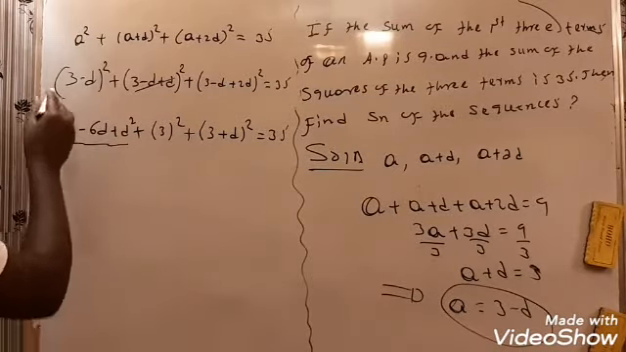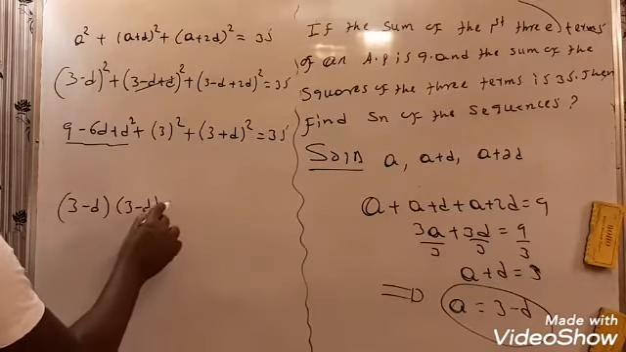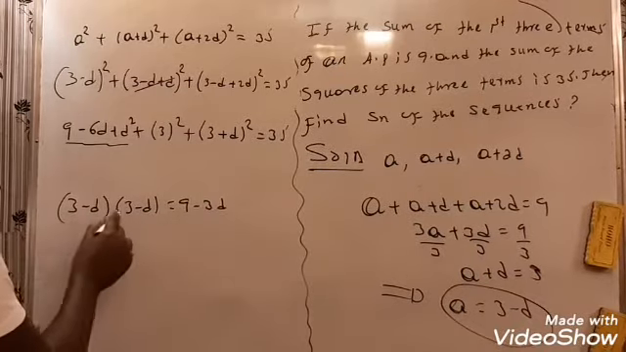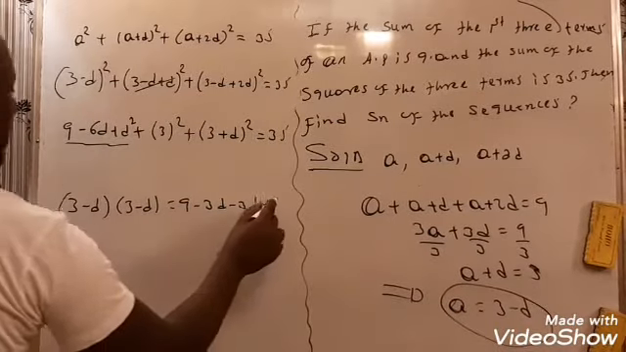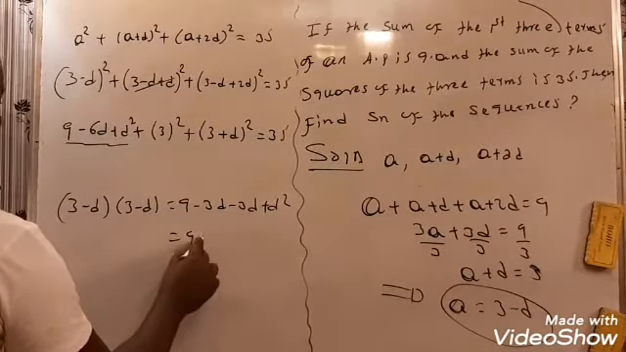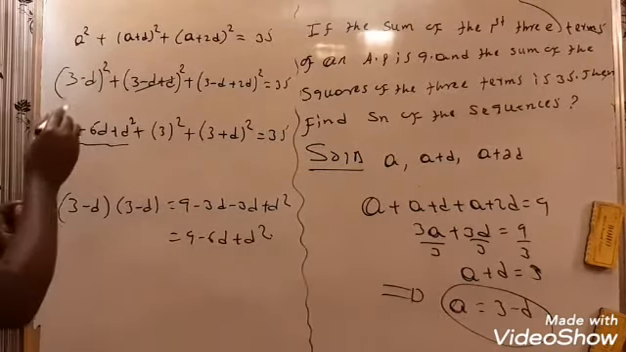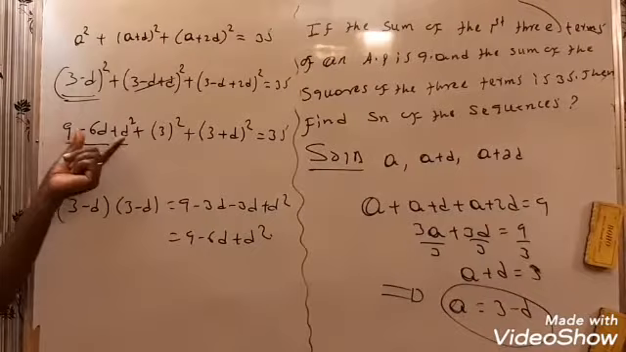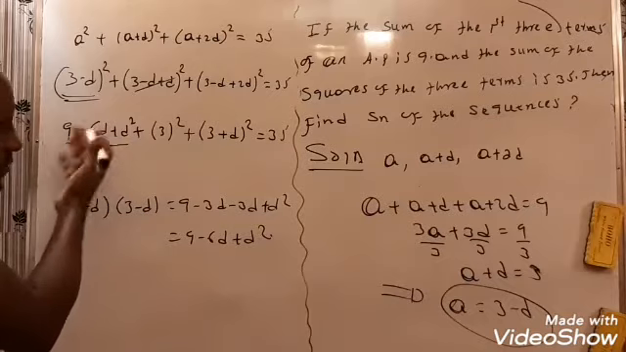Maybe if this is not clear, it can be shown like this. You multiply 3 minus d by 3 minus d. 3 times 3 is 9. 3 times minus d is minus 3d. Minus d times 3 is minus 3d. Minus d times minus d is plus d square. So we get 9 minus 6d plus d square. As you see, 3 minus d the whole square means 9 minus 6d plus d square. So this is the way we have factorized this problem.